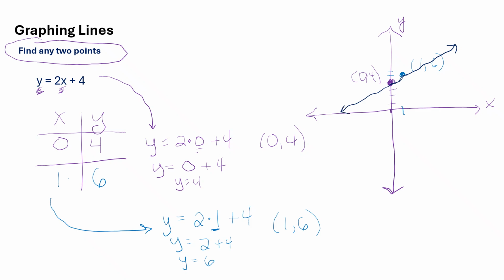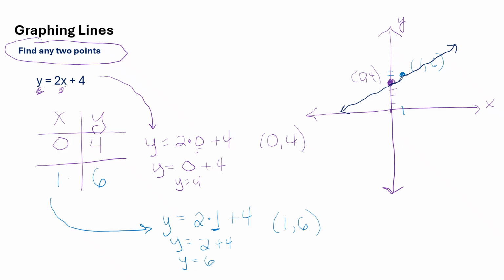The arrows on the end just indicate that this goes on forever. So by continuing that line forever, you will find every single point that can possibly make that equation true, whether it's a fraction, a decimal, a negative, a positive. So that's the basics. As long as you can figure out 2 points that make that equation true, you are graphing the line.